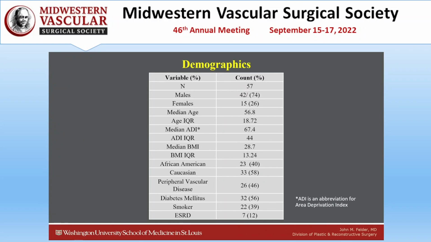Here are the demographics. Again, just a single-arm group, so not particularly insightful. Preponderance of males, fairly high prevalence of diabetes, fewer smokers, kind of reflective of the more recent composite picture of this population.